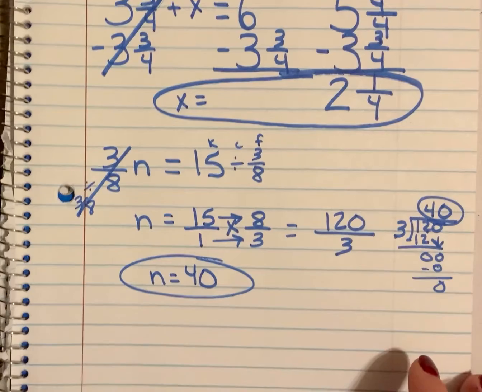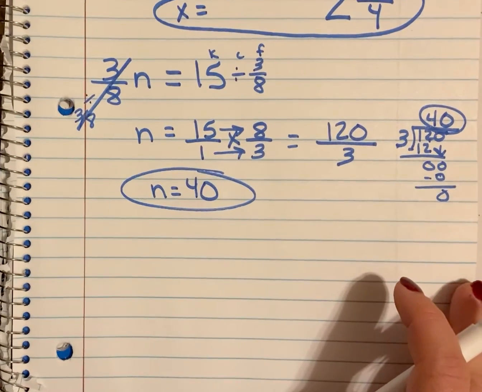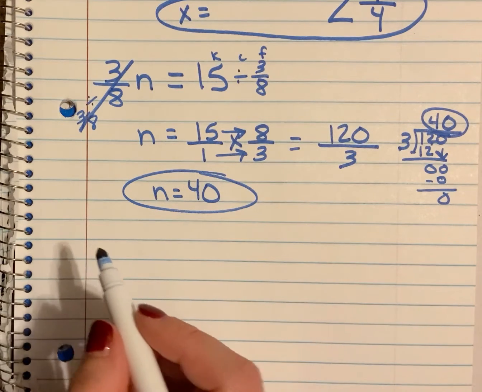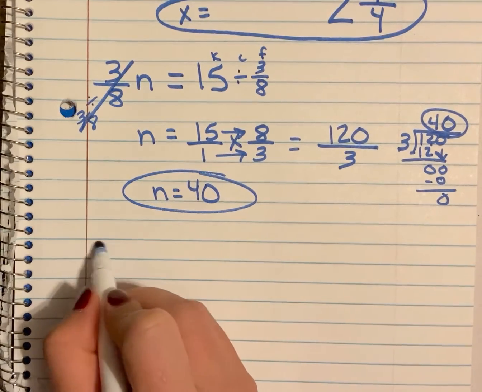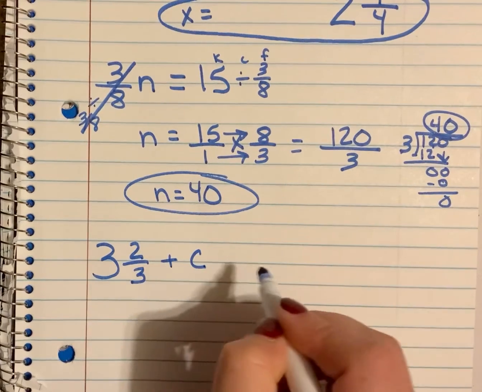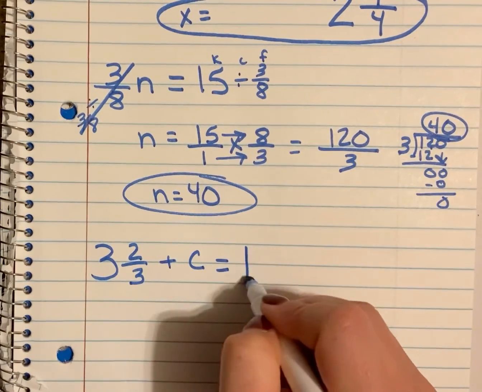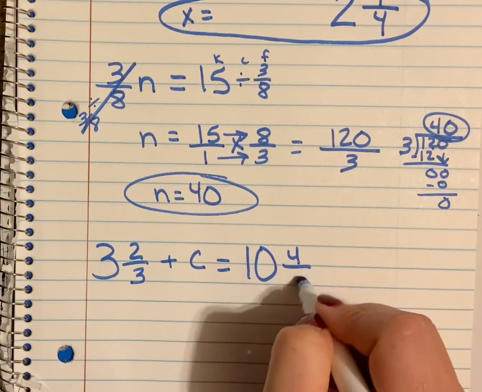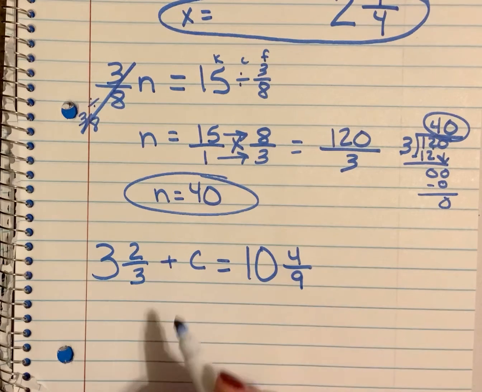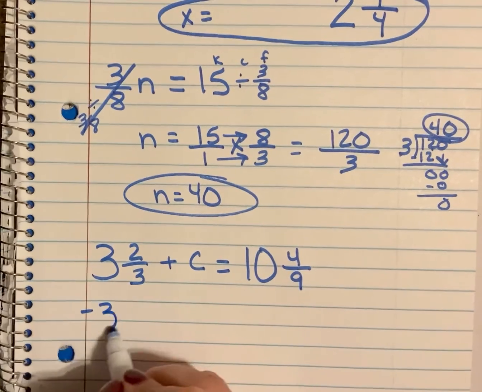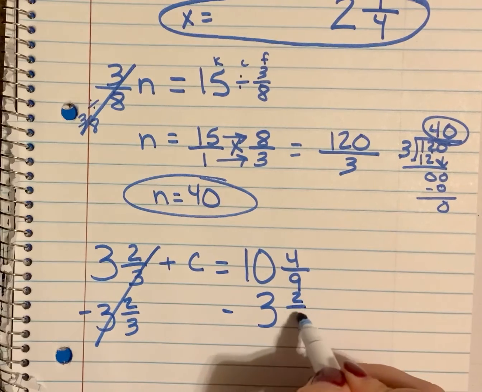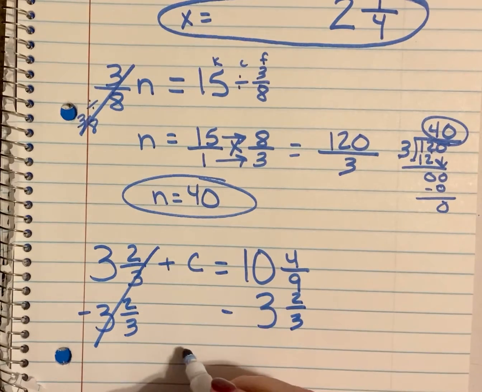Now, here's where it gets kind of tricky. I'm going to do an example that requires you to regroup. So stay with me. 3 2/3 plus C is equal to 10 4/9. Okay? Just like before, this is an addition. We want to subtract 3 2/3 from both sides. The only thing left over here is our variable.